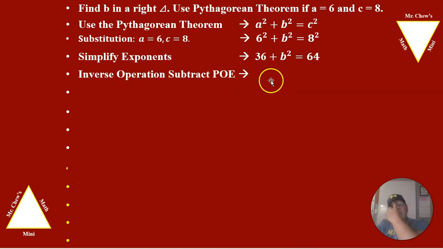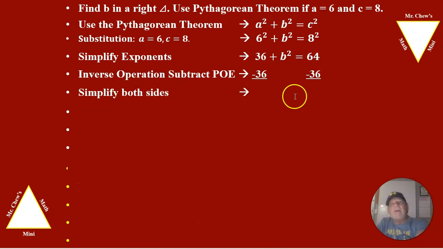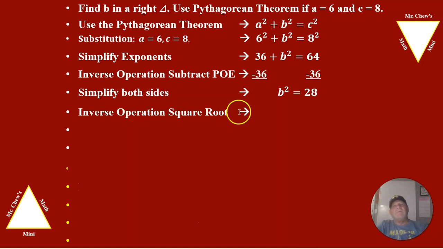Now I'm going to use the inverse operation, the subtraction property of equality, to subtract 36 from both sides. When I do it, it crosses out on the left. Now I'm going to have b squared equals 64 minus 36, which is 28. Now I'm going to use an inverse operation, and the inverse operation of a square is to take the square root of both sides.